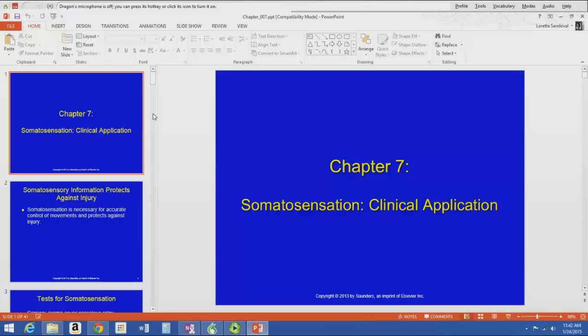So we're going to talk more specifically about testing and about the different pathologies and lesions that affect the somatosensory system. So really, when we're talking about the pathologies and lesions in Chapter 7 here, it's really just an overview. We are going to talk more about it later in other chapters when we talk about those specific symptoms, but we're just kind of talking about how somatosensation can be part of the clinical picture when we have these specific lesions.